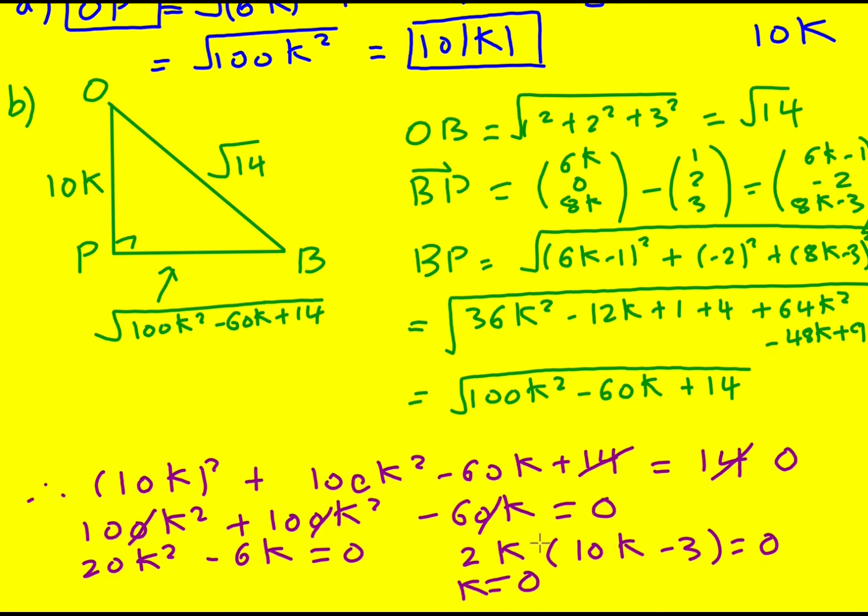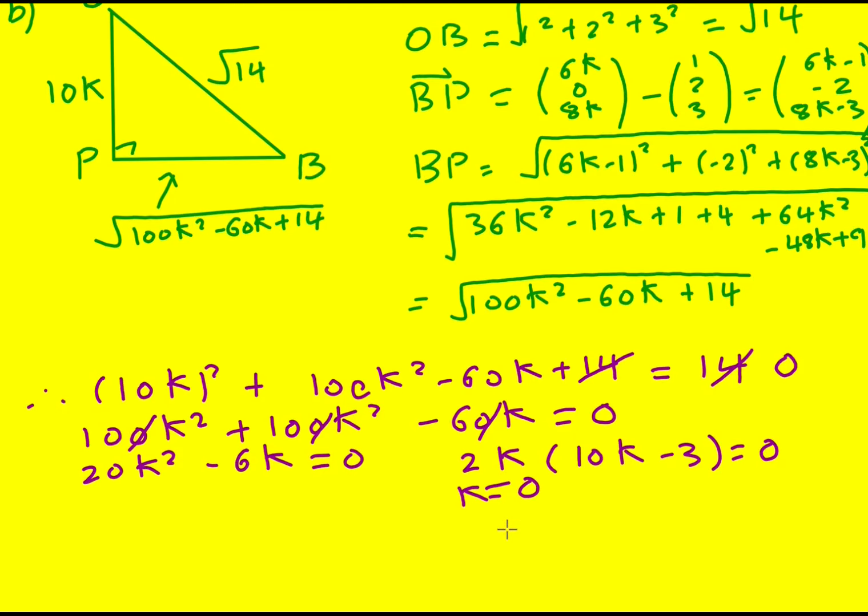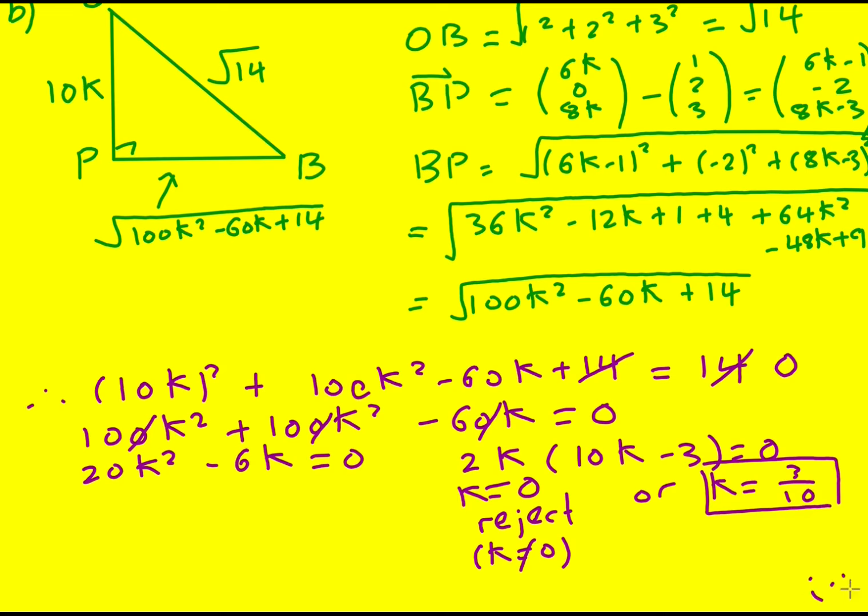So K equals 0, which we're going to reject because we're told at the start that K was a non-zero constant. Or K equals 3 over 10, or 0.3. There we go. That is our answer to this question. Well done.